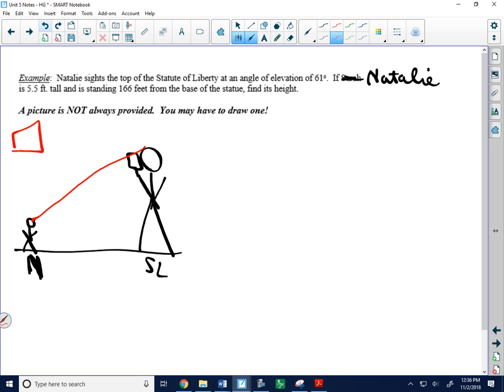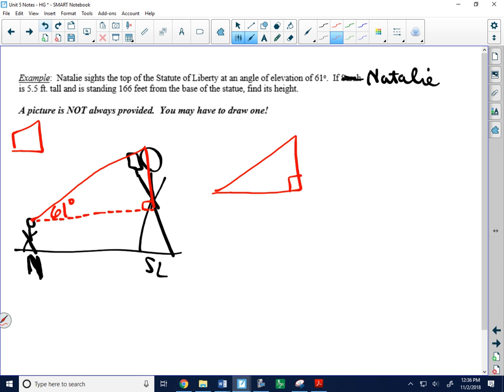To form the triangle, I've drawn the horizontal line. This is the line of sight in red, and here's the horizontal line right there. So really my triangle is starting at her eye level. I'm just drawing it separately again, you don't have to. The angle of elevation is 61 degrees. That's there.